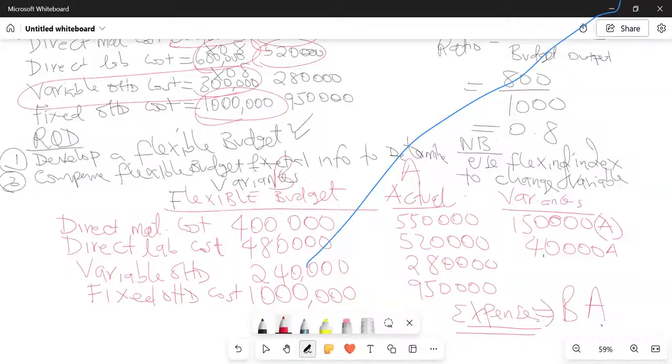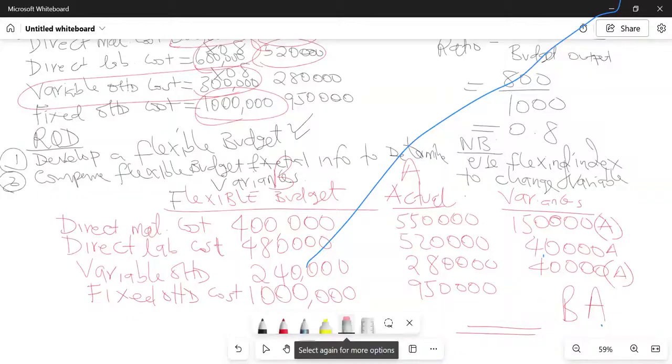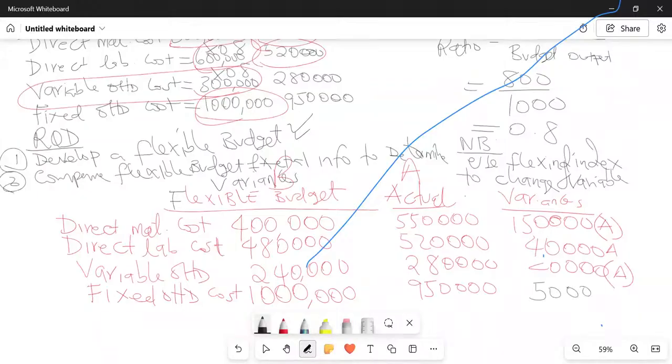Next, 240,000 minus 280,000. 40,000 now favorable, isn't it? No. 40,000 what here? Adverse. 40,000 adverse. And then lastly, for fixed overheads, ladies and gentlemen, I can see abracadabra there. Are you able to see that abracadabra? So the abracadabra that we have here is a million minus 950,000, which gives me 50,000 favorable, isn't it? 50,000 favorable.